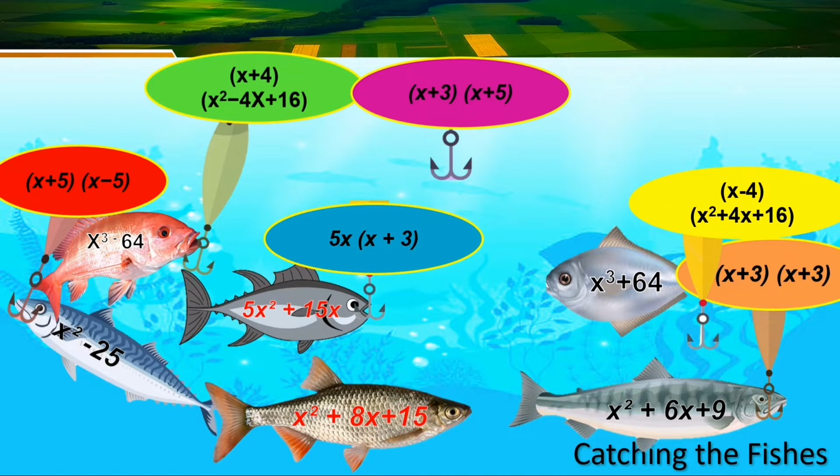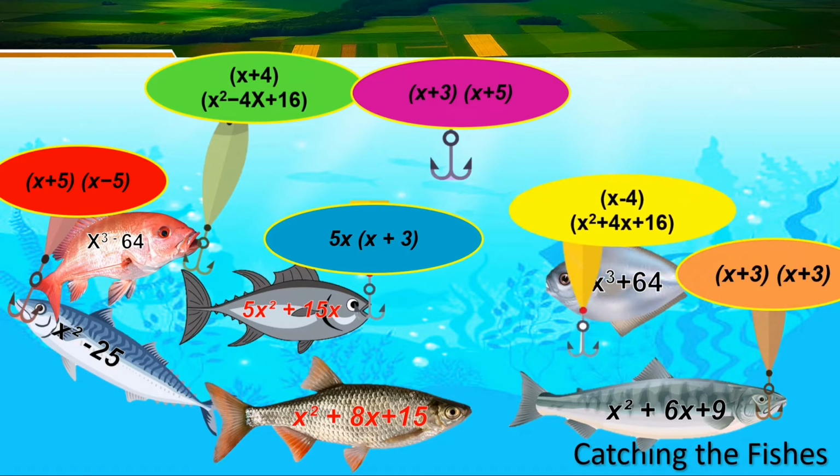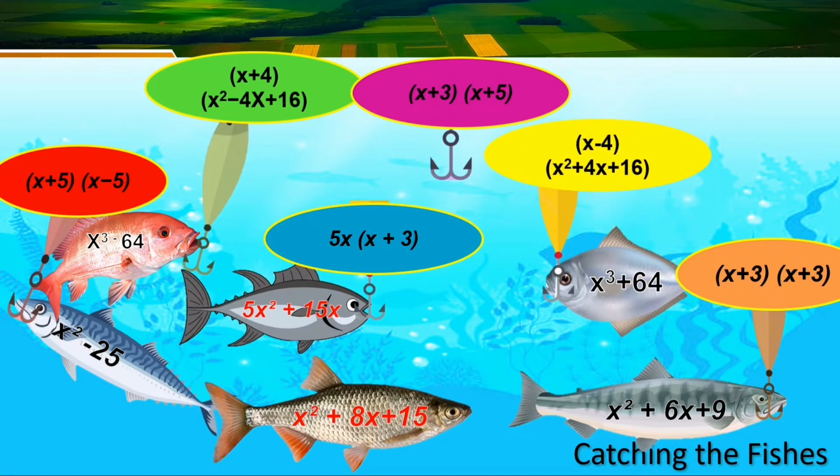Let us now catch the fish with the polynomial x cubed plus 64. Your time starts now. So what's the answer? Exactly. The factors are x plus 4 and x squared minus 4x plus 16.